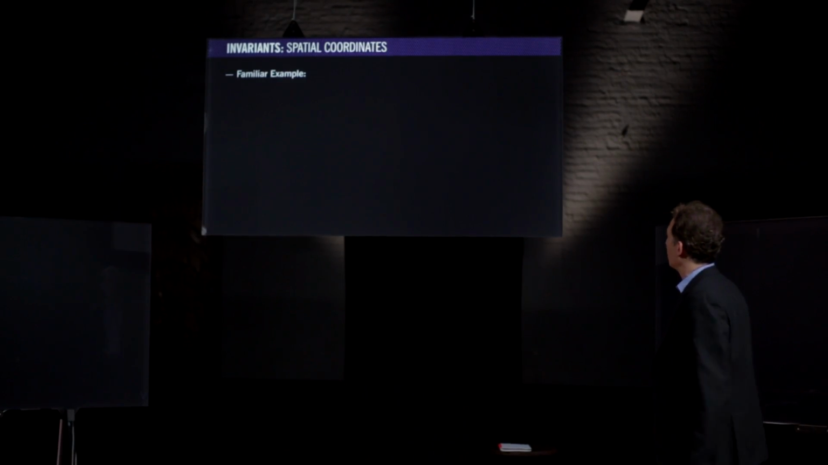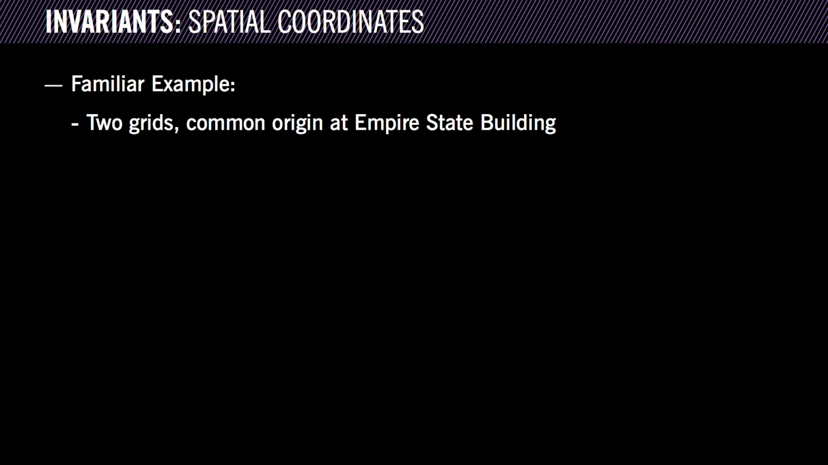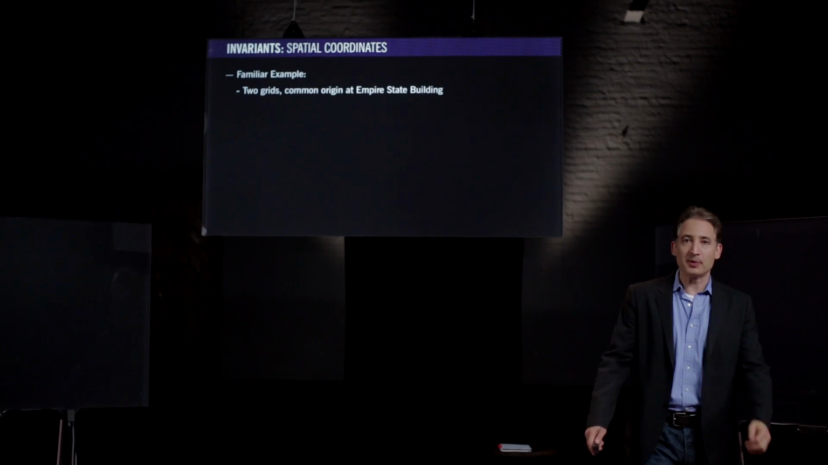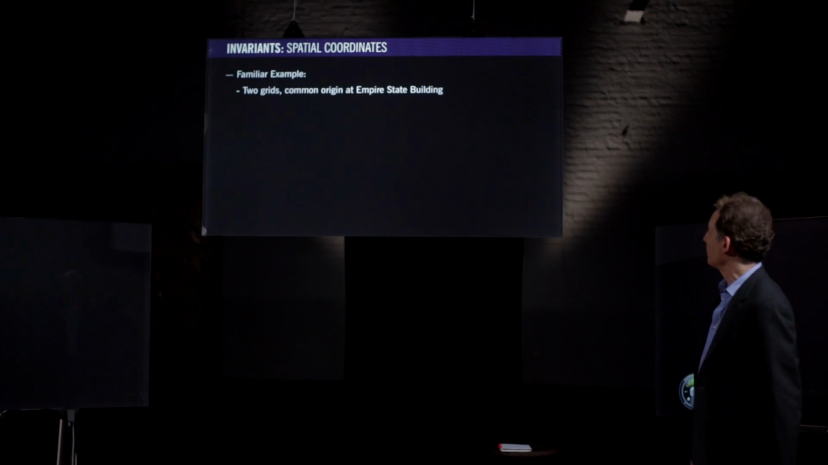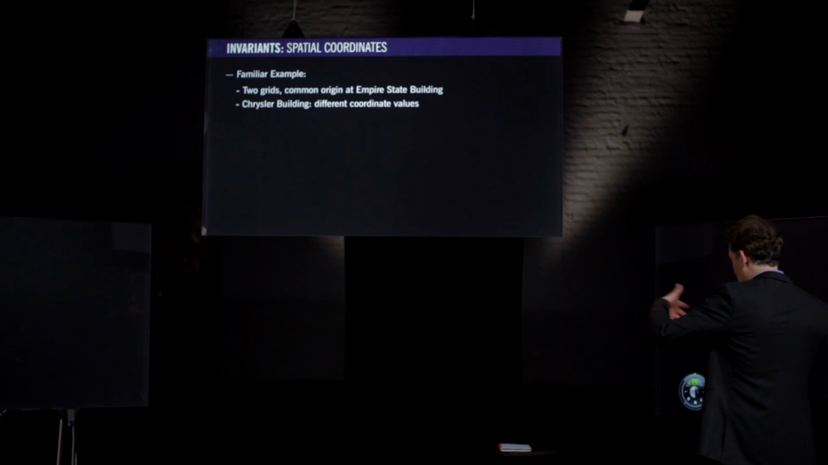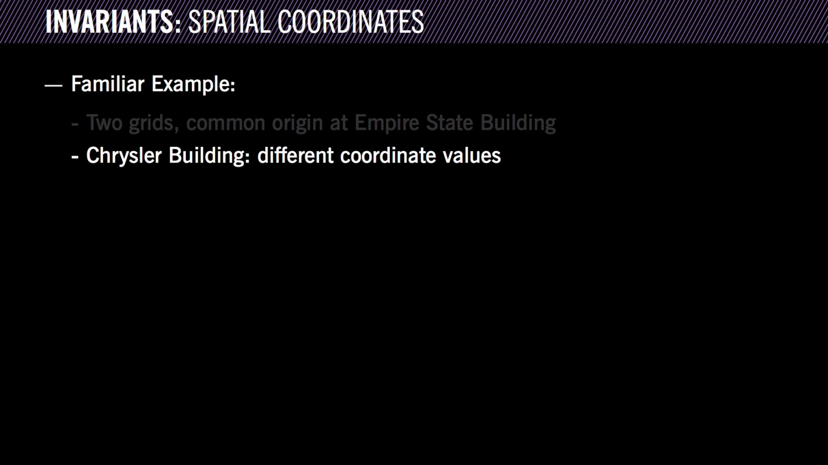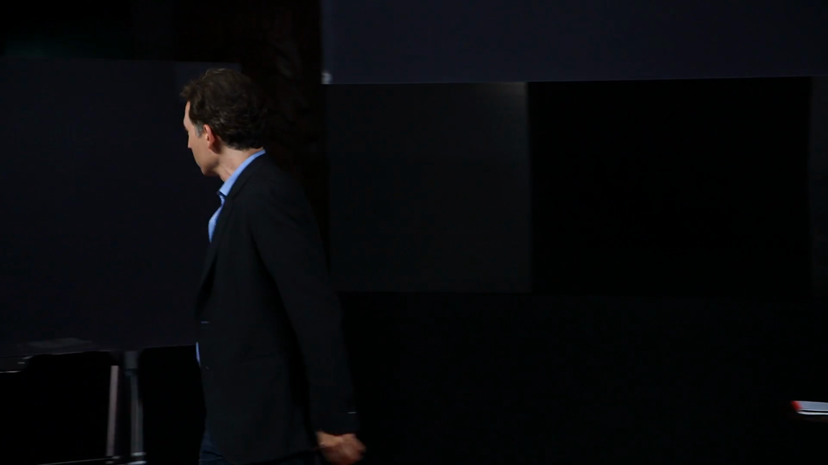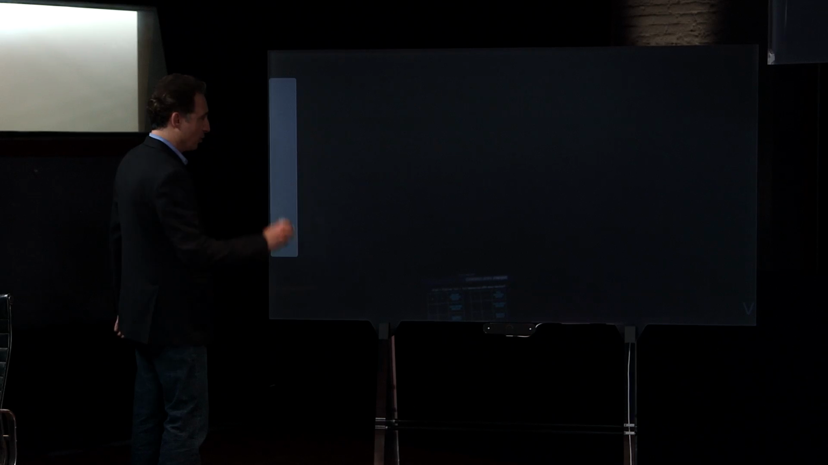Okay, let's begin with a familiar example. Let's imagine that we have two grids, and I'm going to use the grids that I've introduced earlier. They're going to have a common origin. Let's be concrete. Put that origin, say, at the Empire State Building. And we are going to look at the fact that the Chrysler Building has different coordinate values in the different coordinate systems. And then we're going to try to use those coordinate values to find what it is that the two coordinate systems agree on.